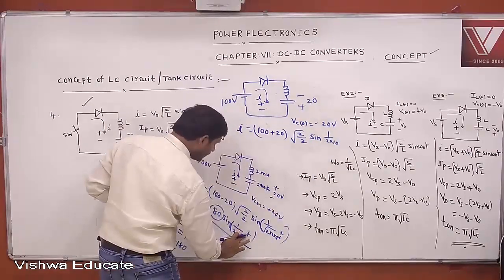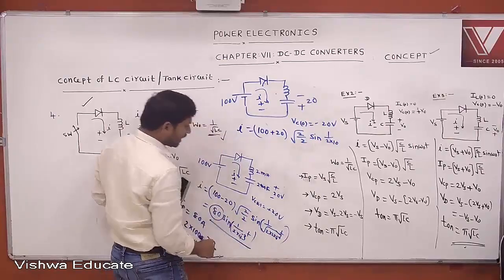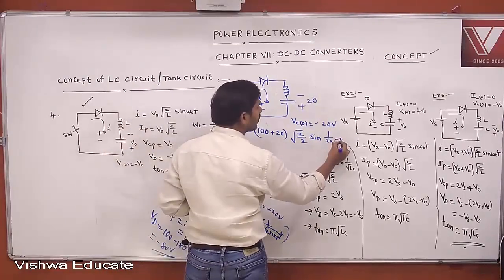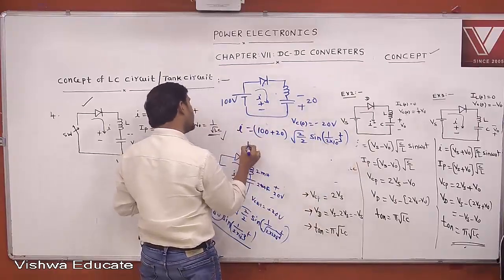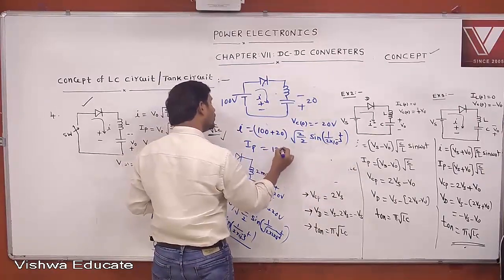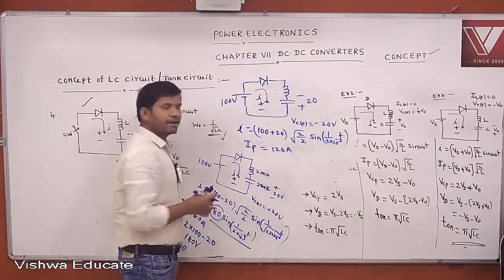Then if it is minus 20 volts, minus is given, so you take plus: I equals (100 plus 20) times square root of 2 by 2 into sine of 1 by 2 into 10 power minus 3, since bringing it out of the root, 10 power minus 3 comes, into t. Like this we can solve. Can you tell what the peak current is? Peak current is equal to 120 amperes. This directly indicates the peak current.